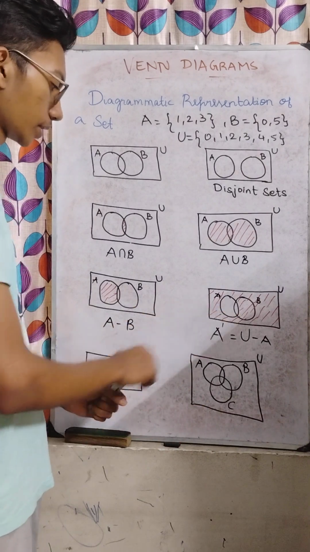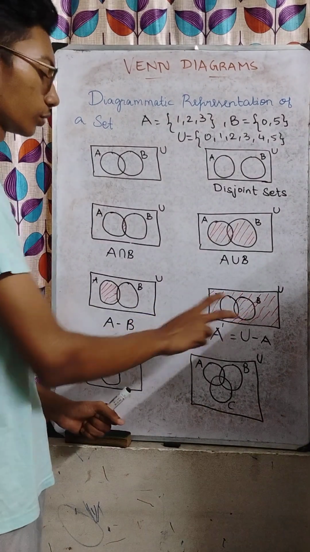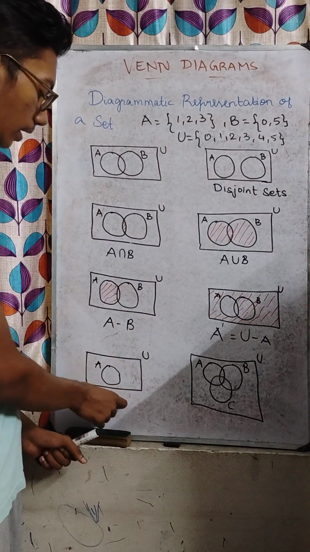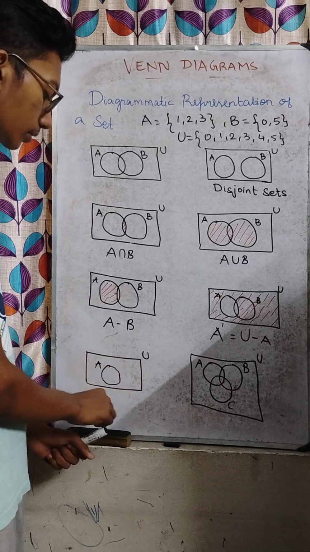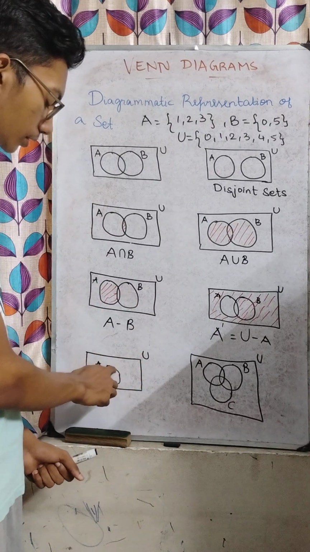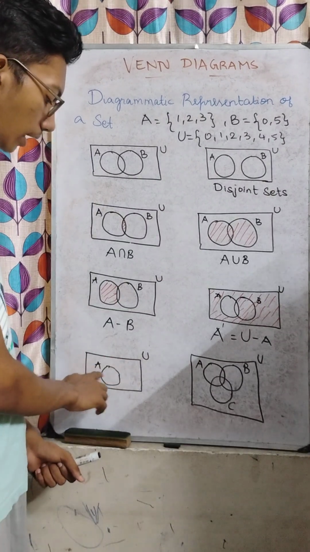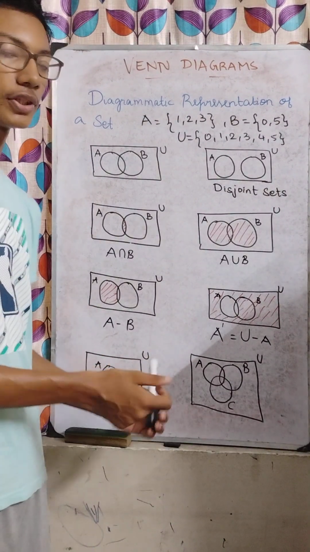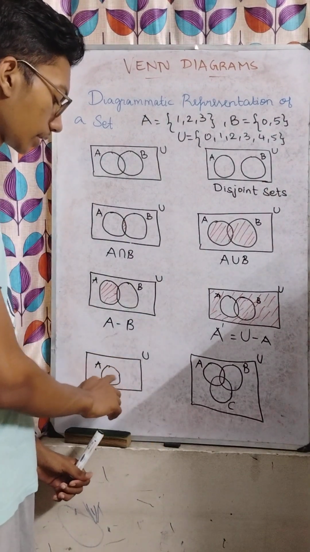So that's two sets. If we have just one set, then we can represent it as this, just A and U. If it is A dash, just shade all the regions here and don't shade the region A. If it is just A, just shade the region A.